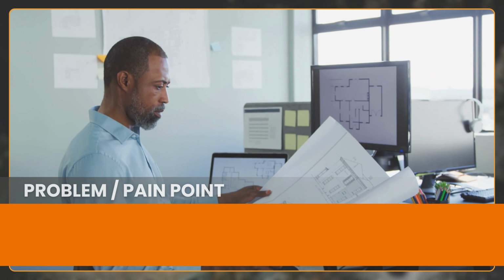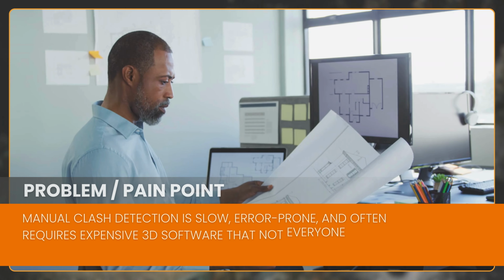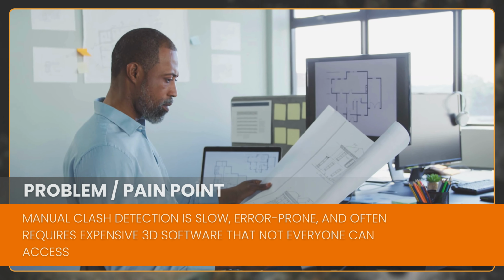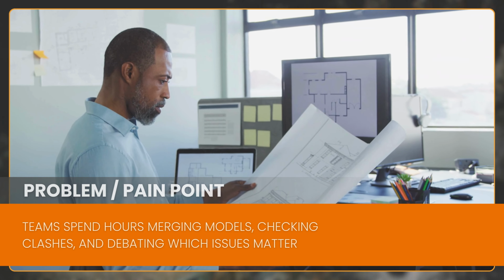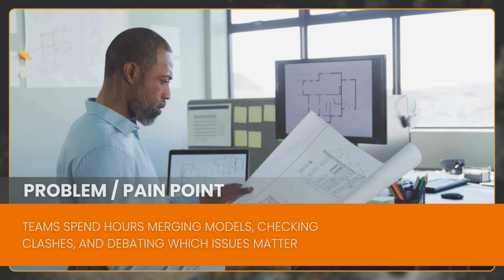Manual clash detection is slow, error-prone, and often requires expensive 3D software that not everyone can access. Teams spend hours merging models, checking clashes, and debating which issues matter.